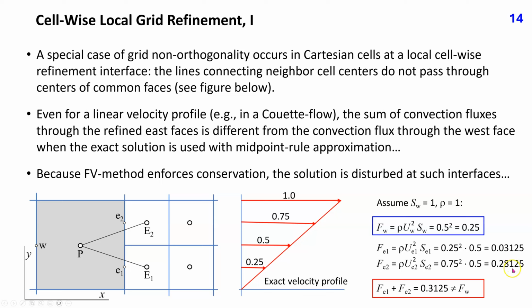The sum of convection fluxes through the two east faces is Fe1 plus Fe2 equal 0.3125, which is significantly more than the flux through the west face. Because a finite volume method enforces conservation, that is, making the sum of the fluxes through E1 and E2 equal to the flux through W, the solution must be disturbed at such interfaces. An example is shown on the next slide.